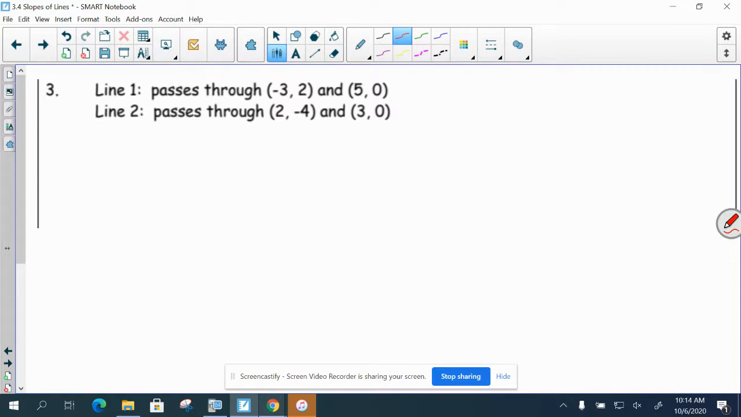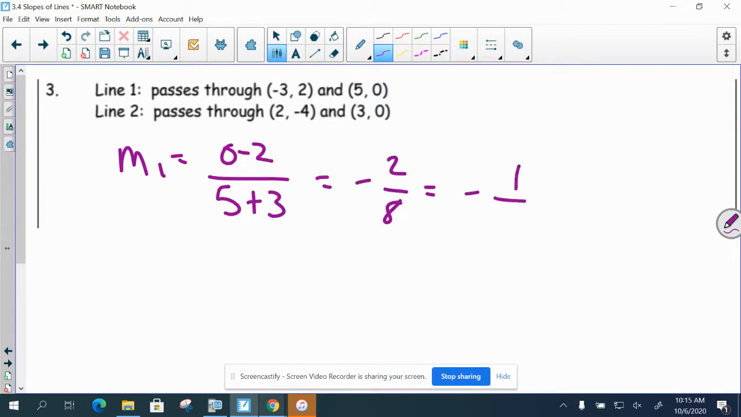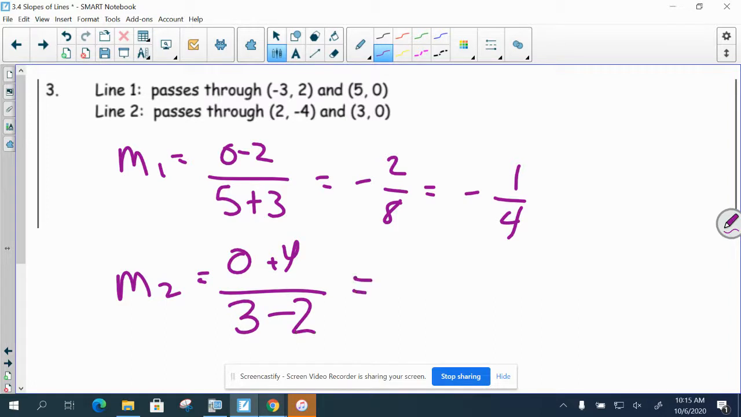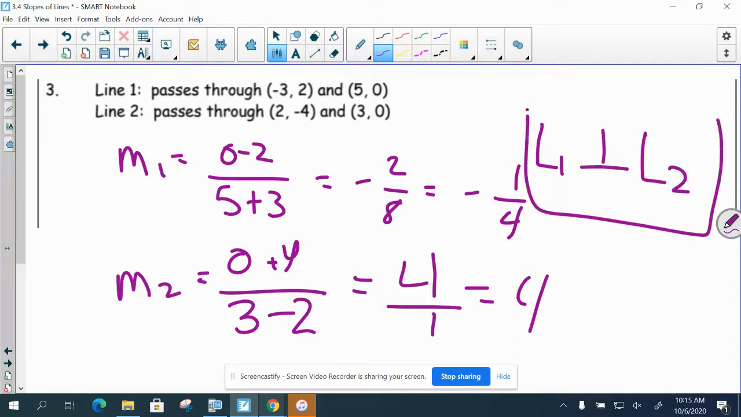And then one last one. Here, M1 is going to be 0 minus 2 over 5 plus 3, so negative 2 over 8, negative 1/4 again. M2 is 0 plus 4 over 3 minus 2, which is 4 over 1, so 4. Here, these are opposite signs and they're reciprocals. So here we would say that L1 is perpendicular to L2. That's the perpendicular symbol. I'm sure you're familiar.